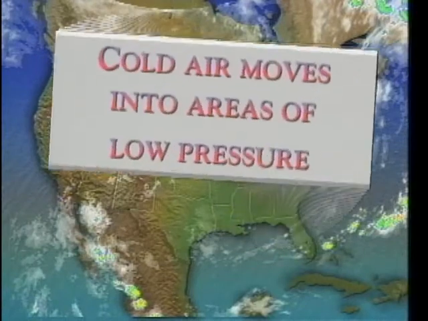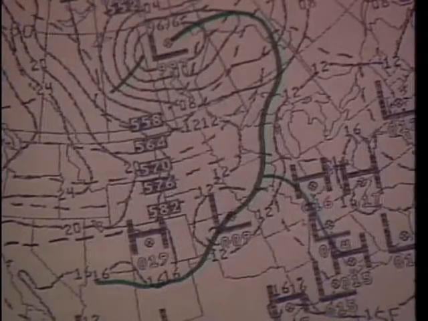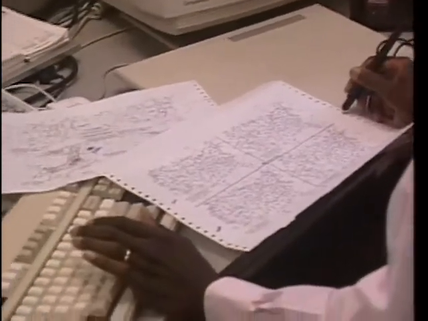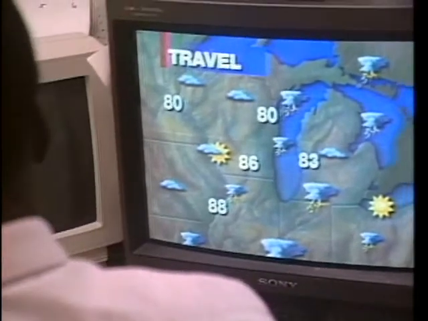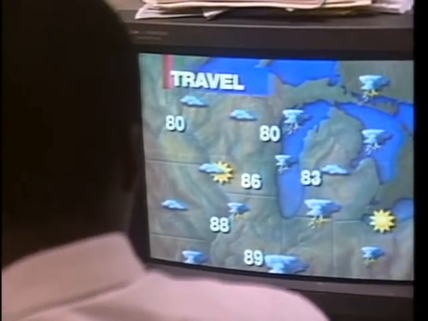The cold air mass moves into areas of low pressure, and air movement results. On a weather map, we can identify air masses by the capital H for high pressure and the capital L for low pressure. Weather forecasters and meteorologists can predict the weather for an area of the world by looking at the movement of air masses.